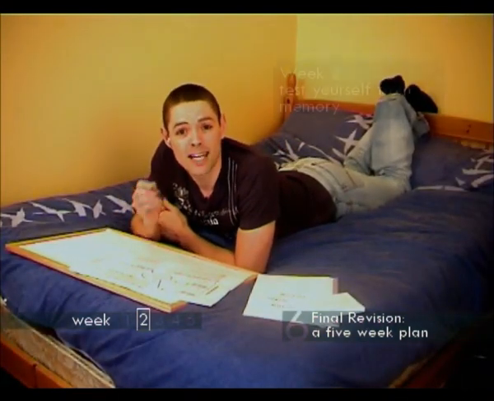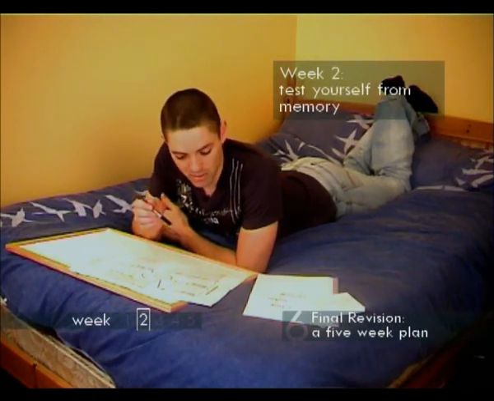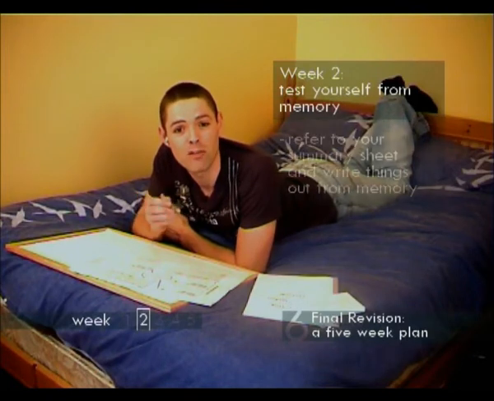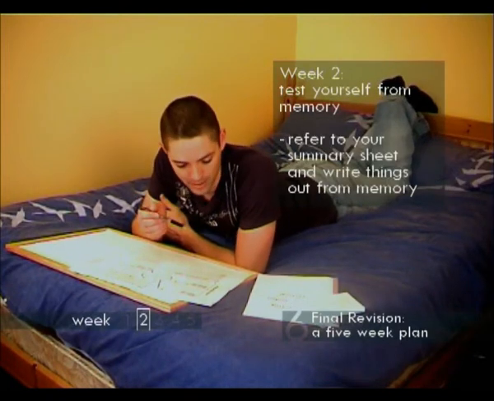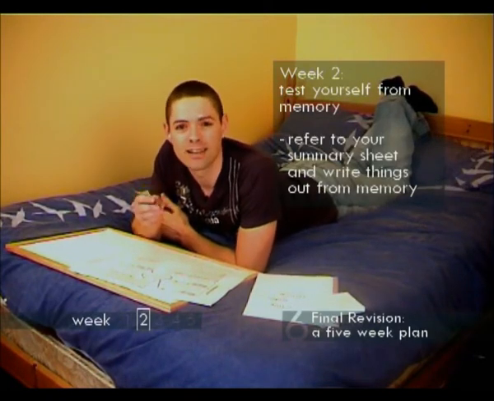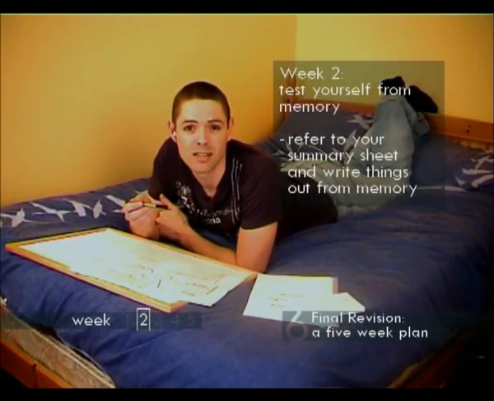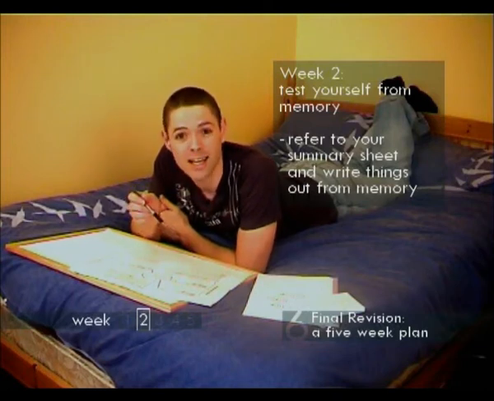Each day of week 2, test yourself from memory. Place your summary sheet in front of you and look through all of the topics and headings and test yourself by writing things out from memory. Prepare diagrams from memory, write lists from memory, write definitions and equations and chemical reactions, write facts and figures and chunks of text, all from memory.